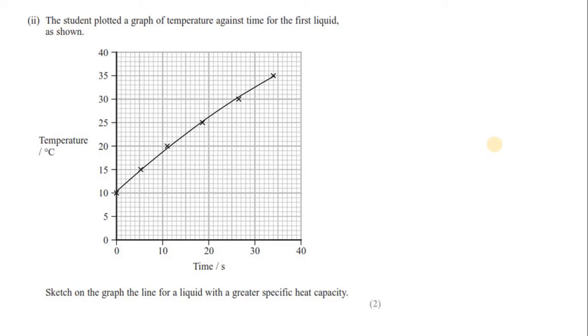Question number 2, or part 2. The student plotted the graph of temperature against time for the first liquid as shown. So this is the graph, temperature against time. Sketch on the graph the line for a liquid with greater specific heat capacity. So we need to sketch the graph for the second liquid with the high, or large, specific heat capacity.